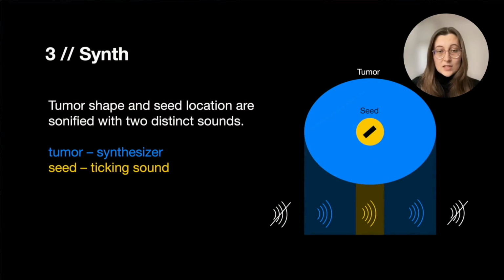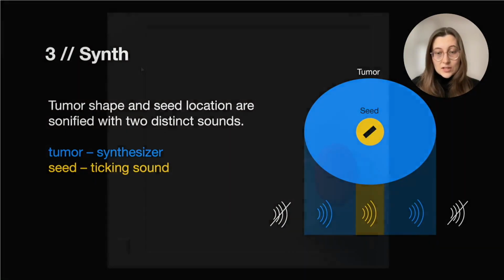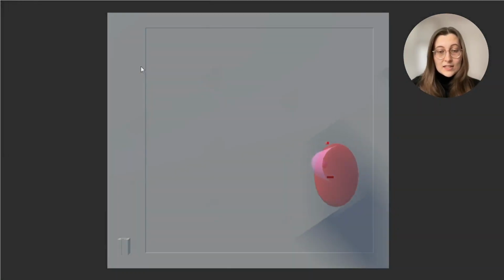Unlike rhythm, the synth sonification sonified the tumor and the seed with two distinct sounds. A synthesizer sound indicated the tumor area, and a ticking sound the seed.